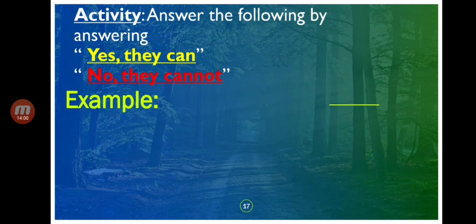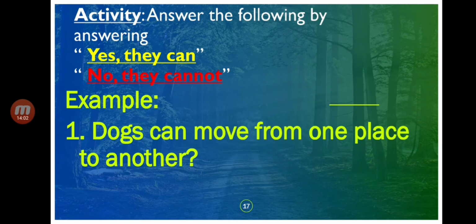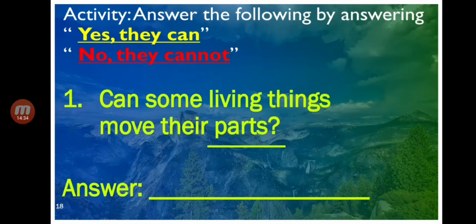For example, number 1: dogs can move from one place to another. What do you think is your answer? Your answer will be yes, they can. So, in your paper, kindly write number 1 until number 3, and we will answer by yes, they can, and no, they cannot. Are you ready for number 1? Okay, let's start.